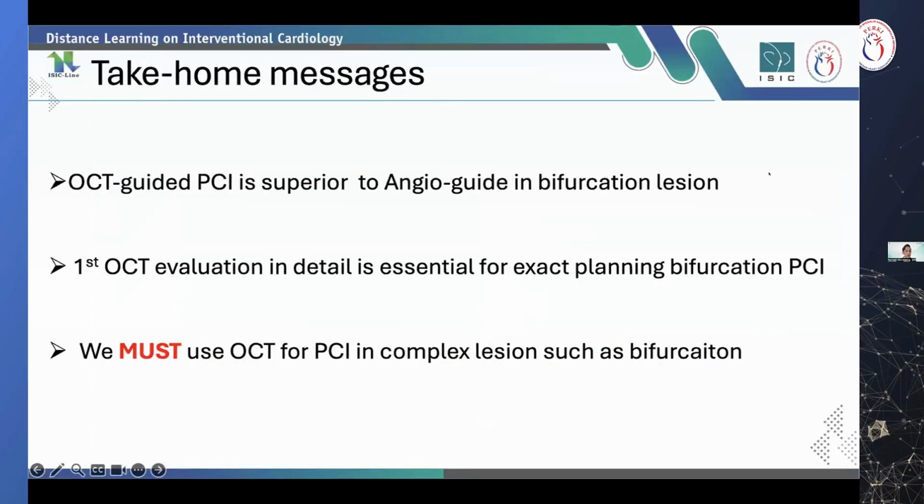So my take-home message was, I think OCT-guided PCI is superior to angio-guided PCI in the bifurcation region. And I would like to recommend that first OCT evaluation in detail is very essential for deciding and planning the bifurcation PCI, and we can decide everything based on the first OCT evaluation. Probably based on the previous data, we must use OCT for PCI in complex regions such as bifurcation.